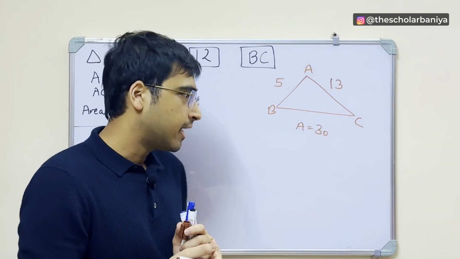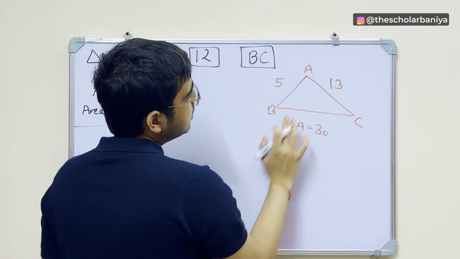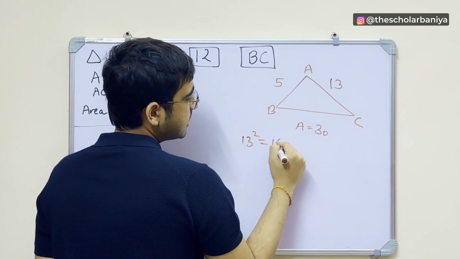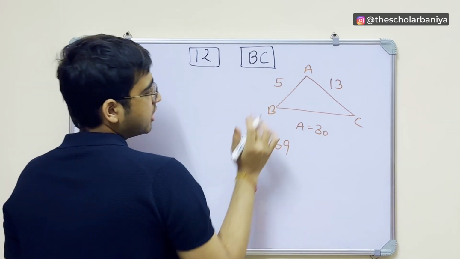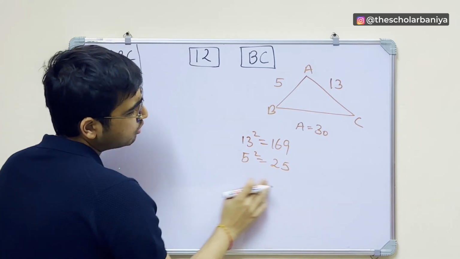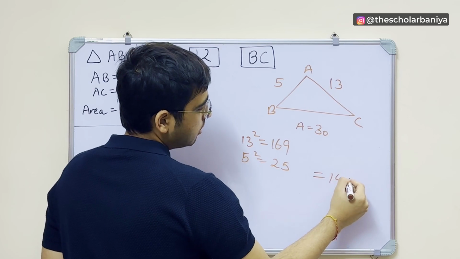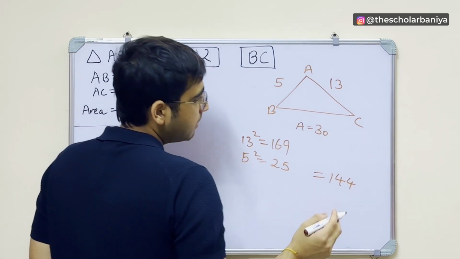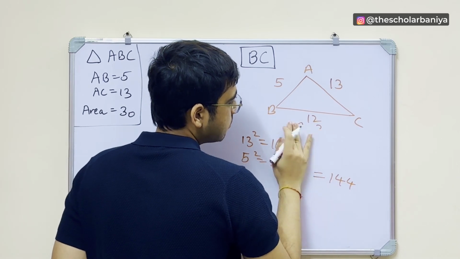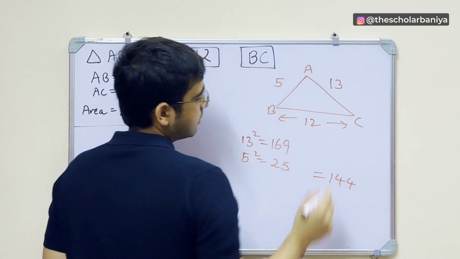So now tell me one thing. For example, 13 square is how much? 169. What is 5 square? 25. So if you subtract these, this comes out to be how much? 144, which is 12 square, right? So anybody would say that this side will be 12, right?